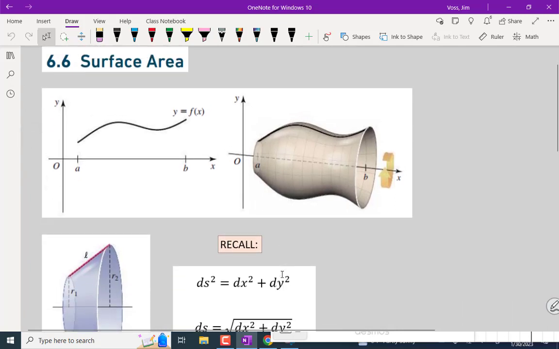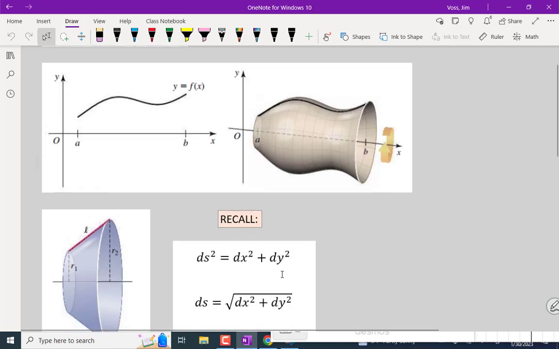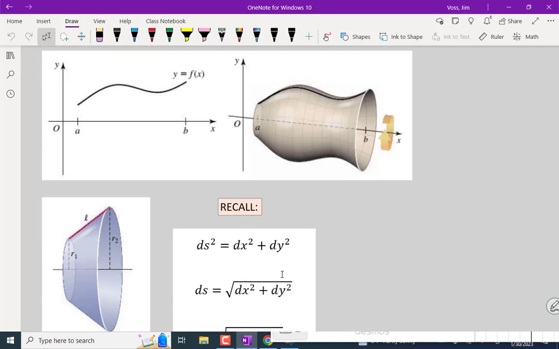Okay, so we are going to deal with surface area, but only for very nice surfaces. We are going to generate these surfaces by rotating a curve around an axis. So kind of like a solid of revolution, except we're only looking at the outside. We're not looking at the volume. So the idea is that we've got a curve, rotate it around, we get this surface, we want to find the area of that surface.